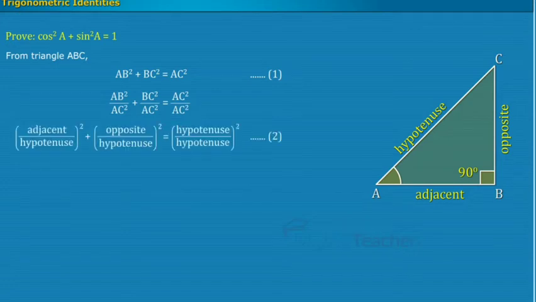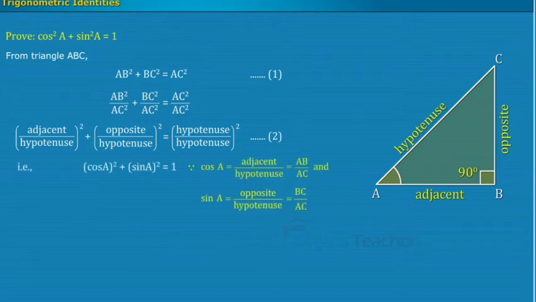We know that AB, AC are the sides of triangle representing their corresponding sides. We use them to define the ratio of adjacent to hypotenuse as cos function and ratio of opposite to hypotenuse as sine function and substitute them in above equation 1. Finally, we obtain the first trigonometric identity as shown on screen.